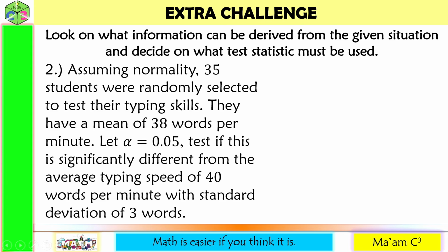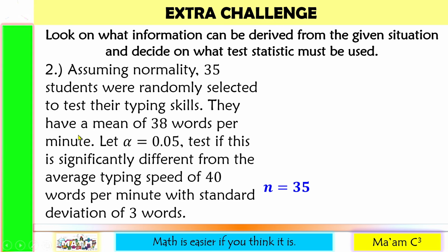Test if this is significantly different from the average typing speed of 40 words per minute with a standard deviation of 3 words. So again, let me look first for the sample size. It says here 35 students were randomly selected. So this is my sample. N is equal to 35.